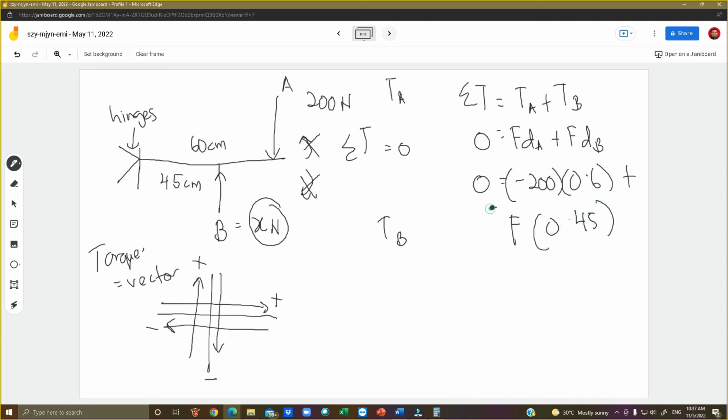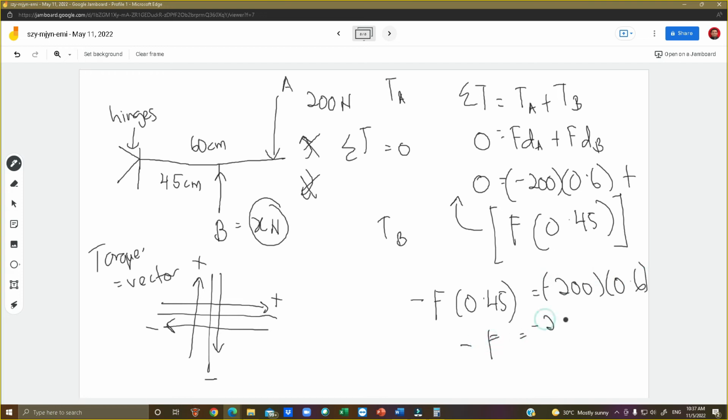Okay, so let's transfer this one to left hand side first. We are going to get negative F 0.45 sama dengan negatif 200 0.6. Boleh selesaikan kan? Negatif F sama dengan negatif 200 0.6 bahagi 0.45. So, negatif kita boleh padam. You can find out how much F. So, berapa F? 29.3. Berapa? 29.3.